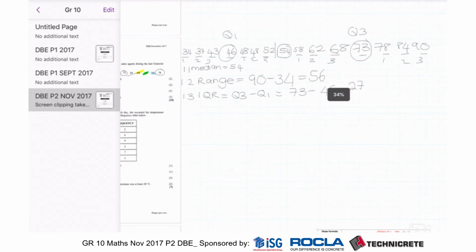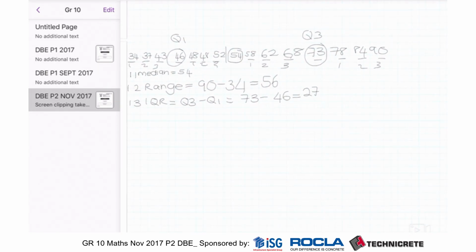The last one says draw a box and whisker diagram for the data above. That is why I have this graph paper here, because we need to be chronologically correct. What do we need for a box and whisker? Let's do that first. We need a minimum, which we know is 34. We need a maximum, which we know is 90. We need a median, which we have. And we need our Q1, 46, and my Q3, which is 73.